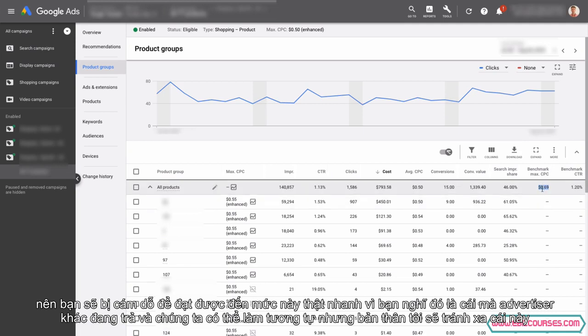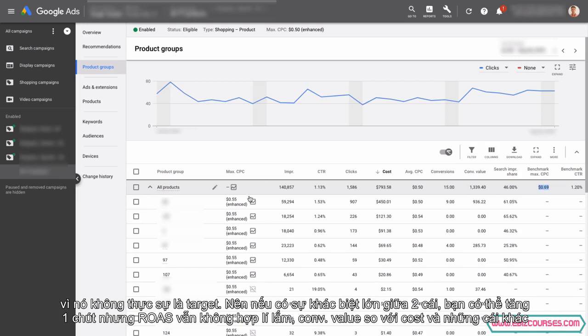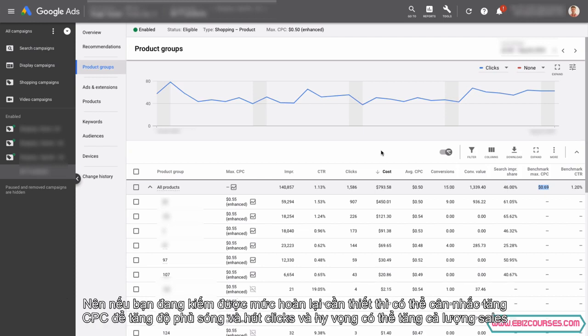But I would really stay away from this, because I use it as an indicator and not really as the target to set it at. So if there's a huge difference between the two, you might raise that a little bit, but it still has to make sense from a return on ad spend, that is, conversion value over cost perspective. If you're making the necessary returns, then you can think about increasing the cost per click to increase the visibility, increase the amount of clicks, and hopefully increase the amount of sales you get.